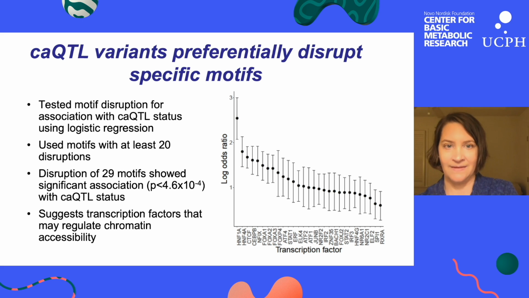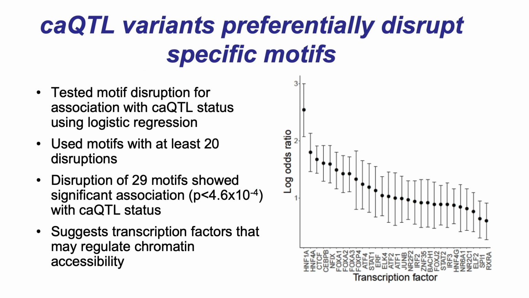We further examined these caQTL variants that may disrupt transcription factor binding sites to determine which transcription factors they might disrupt more often than others. So disruption of motifs for 29 transcription factors was associated with whether it was a genetically regulated peak or not. They were associated with chromatin accessible QTL status. The factors here include members of the HNF family, FOXA transcription factors, CEBP, also CTCF and ATF2. Members of the FOXA and CEBP transcription factor families are known pioneer factors that can bind to inaccessible chromatin and initiate and establish chromatin accessibility. So these suggest that these transcription factors especially may be ones that are regulating chromatin accessibility in liver tissue.